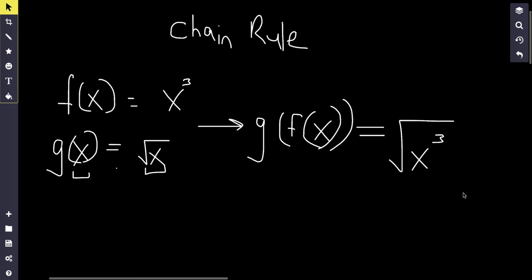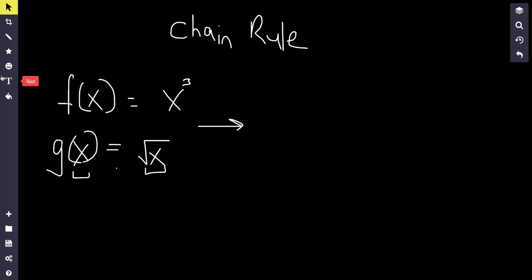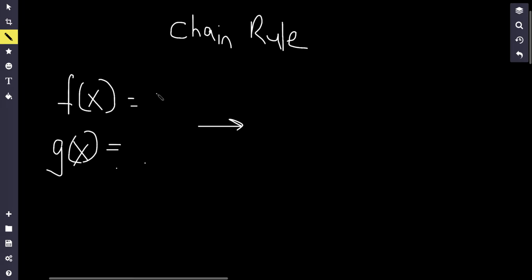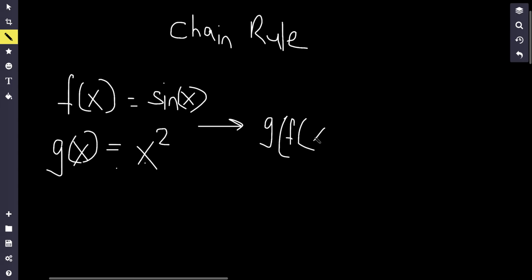All right, let's just do another example just to be sure that we're on the same page here. Let's say that we have sine of x. All right, f of x is sine of x. And let's say that we got g of x being equal to x squared. What is g of f of x in this case?